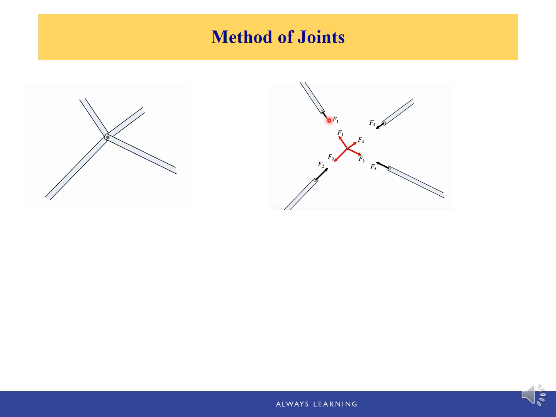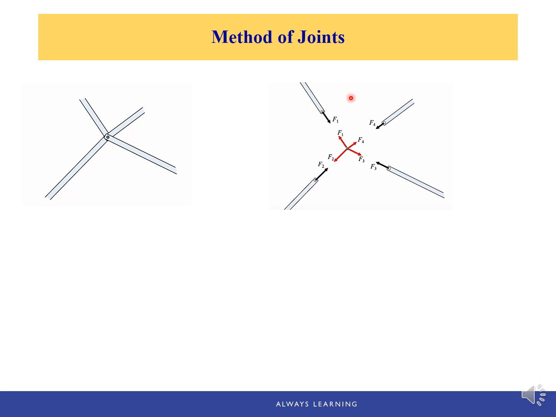The force F1 is the force exerted by the pin on this member. Force F2 is also the force exerted by the pin on member 2, and forces F3 and F4 respectively. Our goal is to solve for the forces F1, F2, F3, and F4 exerted by the pin on each member. And now we're assuming all the forces are in tension because they are going outward from the end of the member.